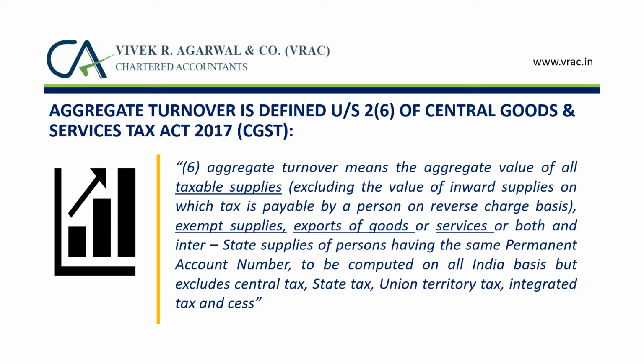Aggregate turnover is defined under Section 2, subsection 6 of Central Goods and Services Tax Act, 2017. The definition reads as follows. Aggregate turnover means the aggregate value of all taxable supplies, excluding the value of inward supplies, on which tax is payable by a person on reverse charge basis, exempt supplies, exports of goods or services or both, and interstate supplies, of persons having the same permanent account number, to be computed on all India basis, but excludes central tax, state tax, union territory tax, integrated tax and cess.